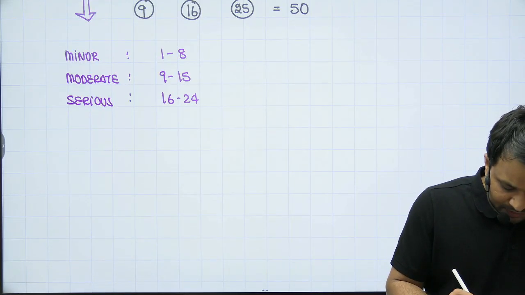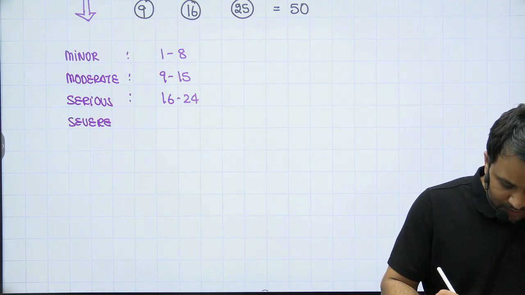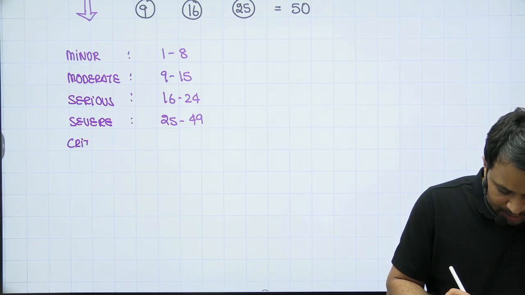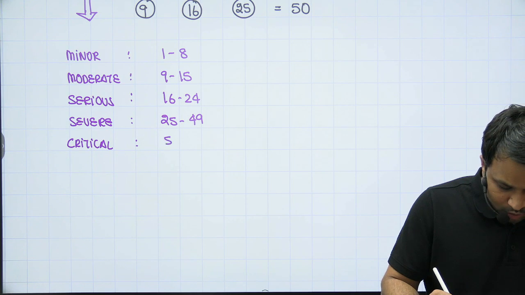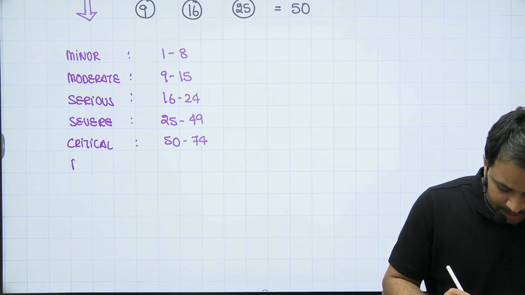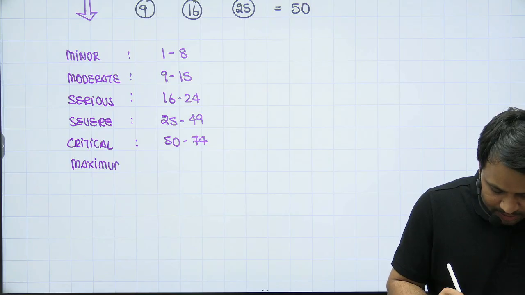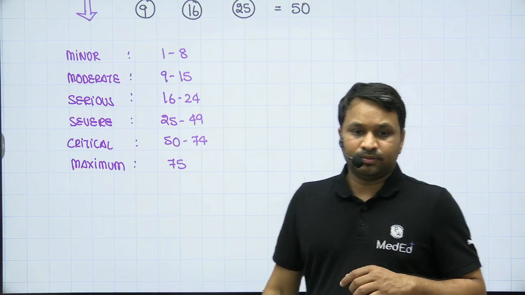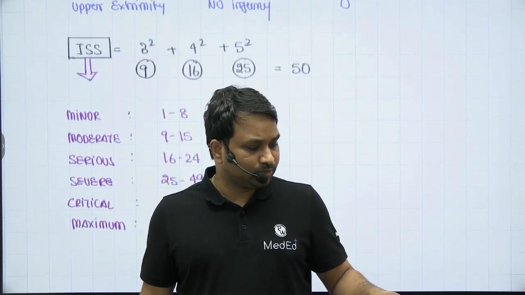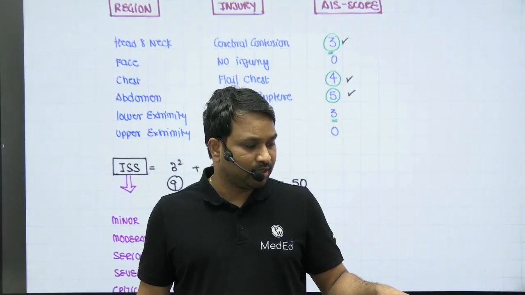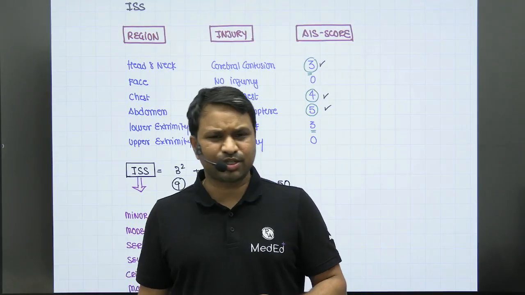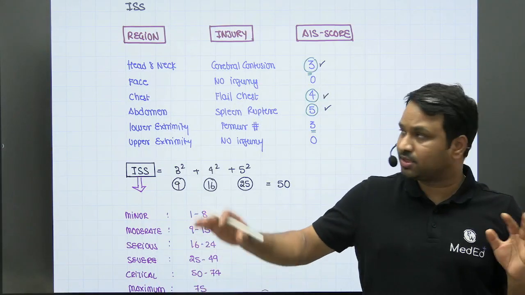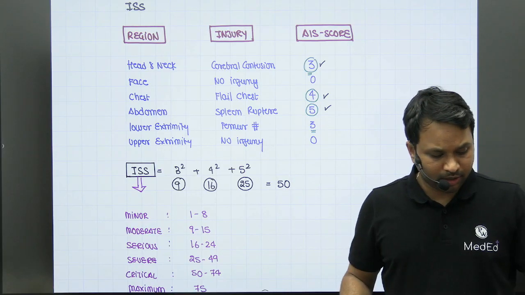Then you have severe injuries. You're going to have severe injuries if it is between 25 to 49. Then you have critical injuries. Critical injuries is a score between 50 to 74, and the maximum that it can result is going to be 75, right? Clear? So this indicates the various components of your injury severity score. In fact, ISS is considered to be the most complex way of calculating the injury severity scoring systems, but this addresses all the components that you have.